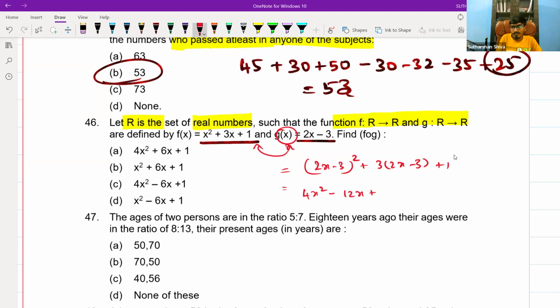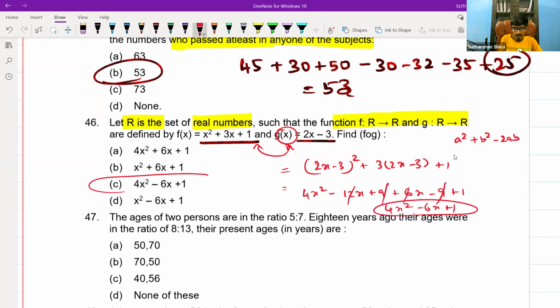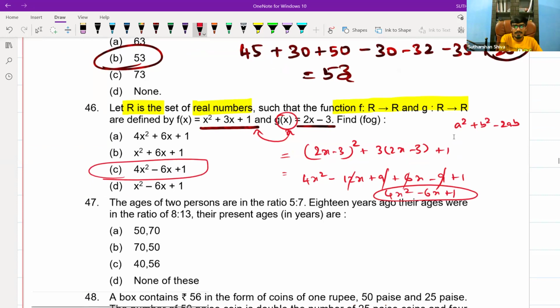It will become a square plus b square minus 2ab. So b square will become 9, plus 3 twos are 6x, 3 into 3 minus 9, plus 1 will be there. Plus 9 minus 9 gets cancelled. Here, if you cancel: 4x square minus 6x plus 1. So 4x square minus 6x plus 1. Option C is my answer.